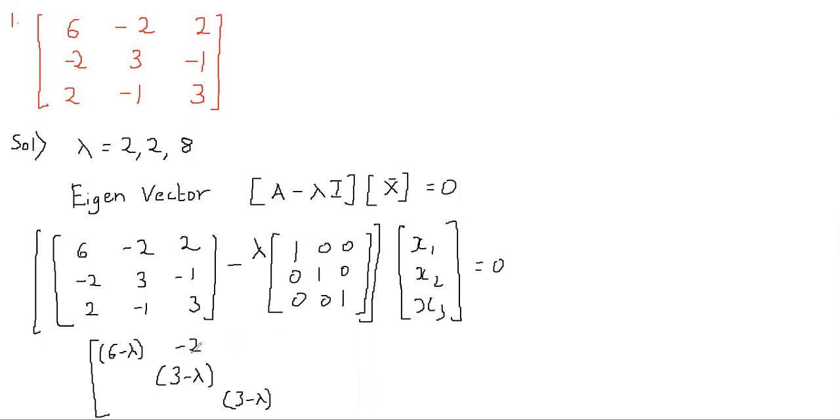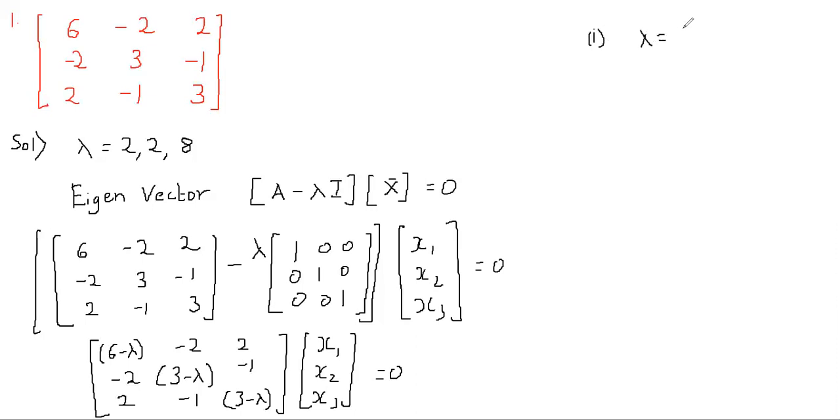So here it will be minus 2, here minus 2, here 2, here 2, here minus 1, here minus 1. This is the matrix, and on this side we have x1, x2, and x3. So just make a general form like this, then you can substitute each lambda. For example, we have lambda 8 and 2. First we will substitute lambda is equal to 8, case 1.